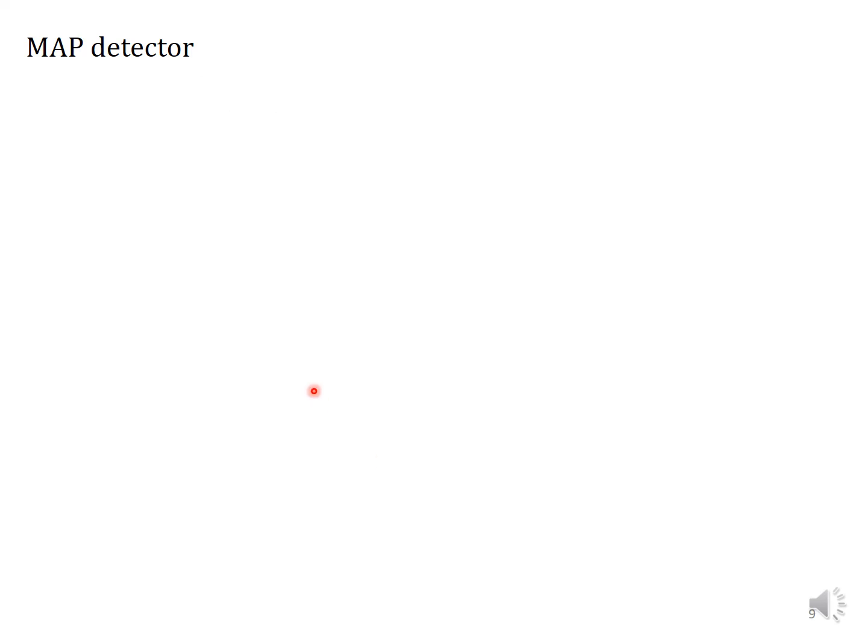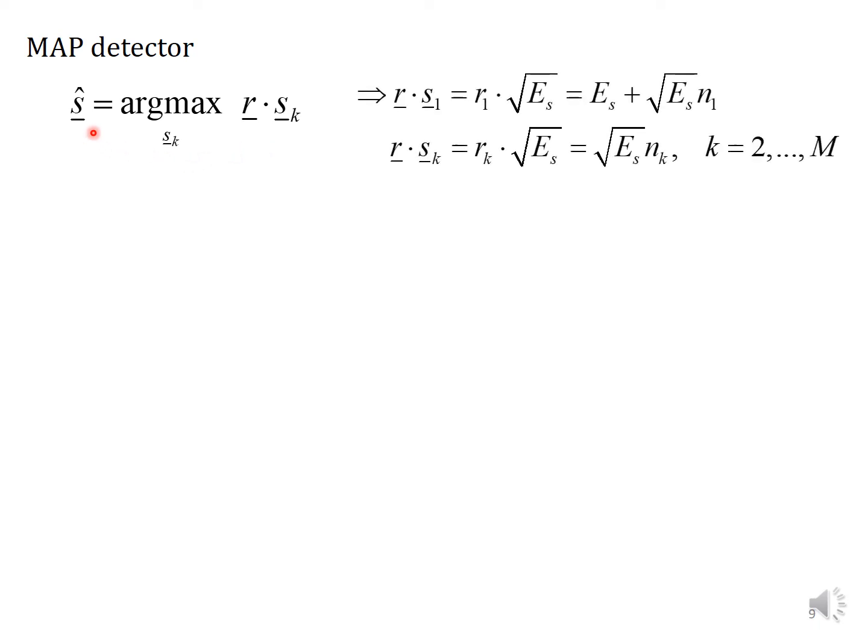Let's see the MAP detector. That is, apply the receive signal to the MAP detector and see what happens. Now we have the receive vector, right? So we apply the receive vector to the MAP detector as the input, and try to find the estimate of the source.